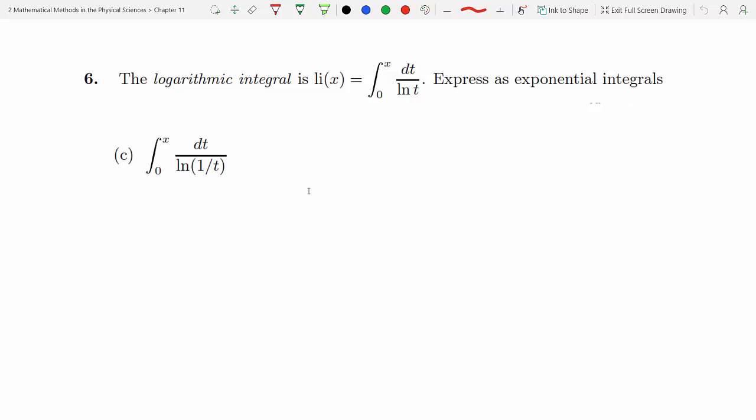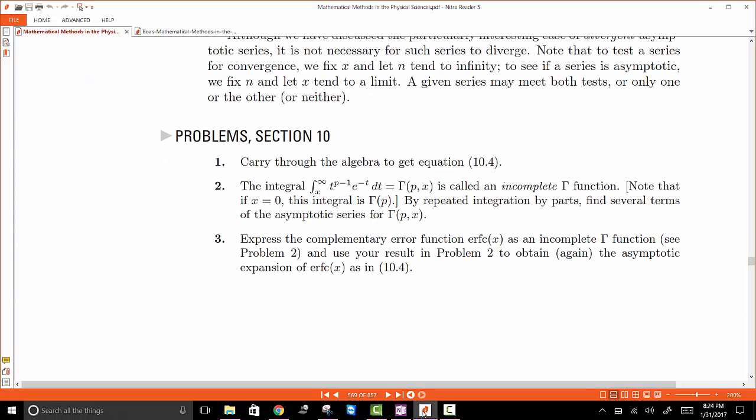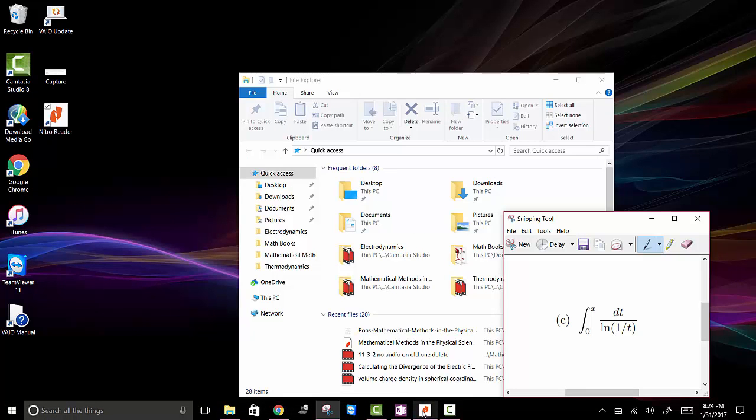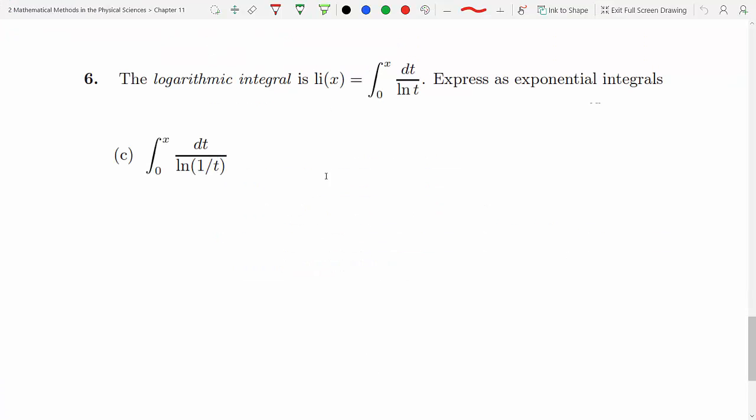I'm sorry, let me see, this is section 11.10, number 6. This is called a logarithmic integral, and you want to express this, let me see, is it the same? Yeah, as the exponential integral. So you have to use whatever is needed to manipulate the integral so that this turns from a logarithmic form into exponential form.